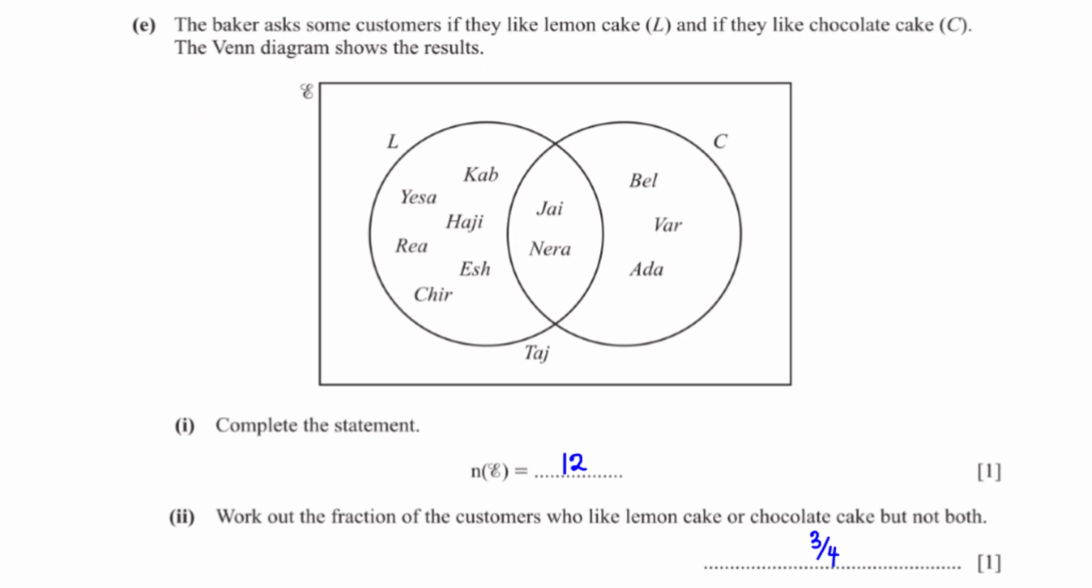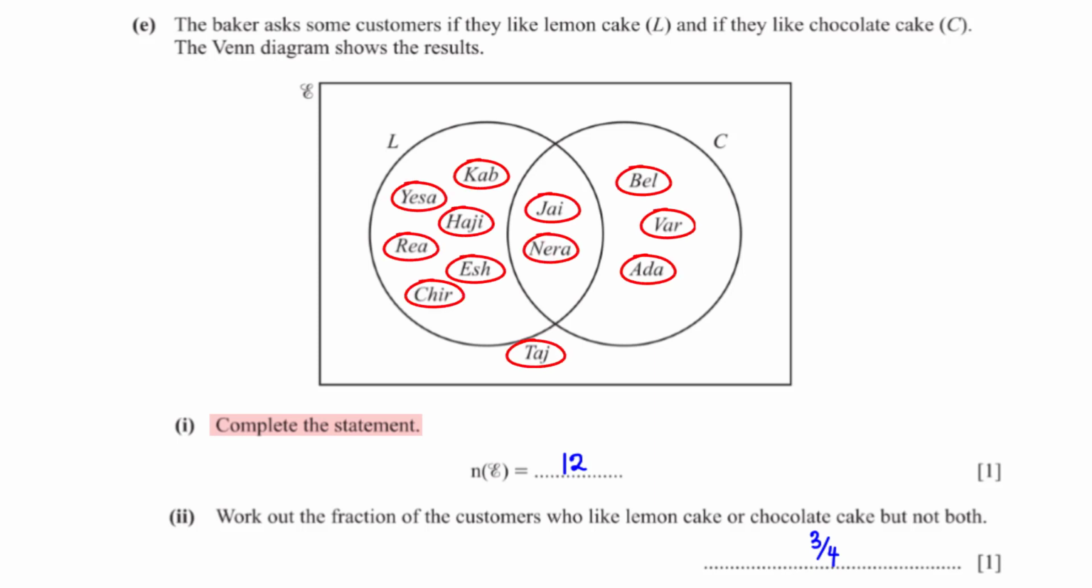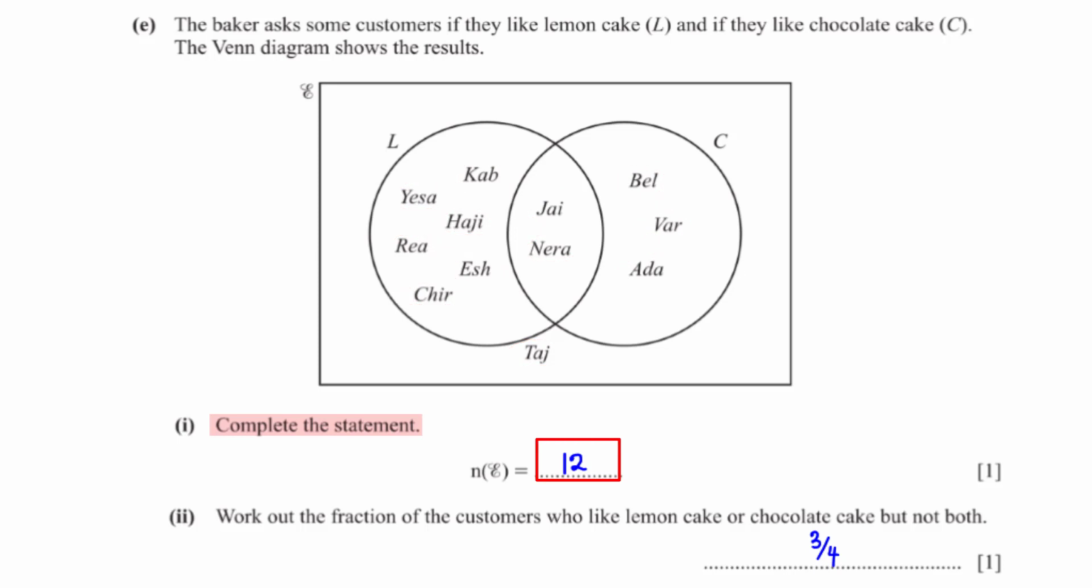The baker asks some customers if they like lemon cake and if they like chocolate cake. The Venn diagram shows the results. Complete the statement. The number of members in the universal set E equals blank. When we count the number of elements in the universal set, we get 12.